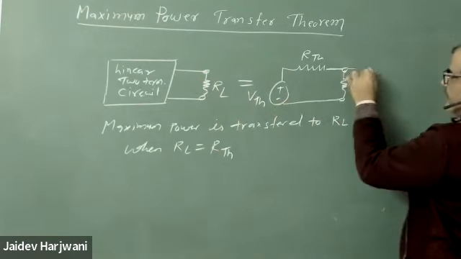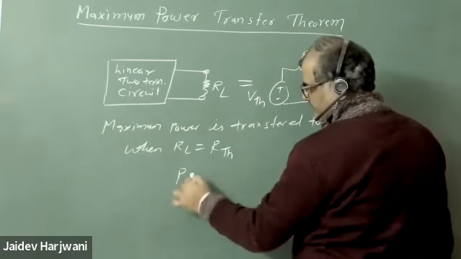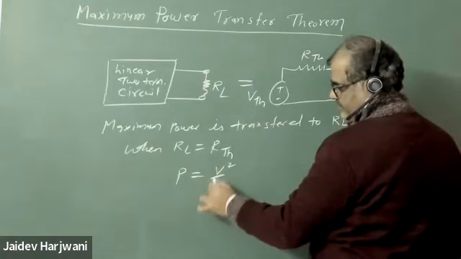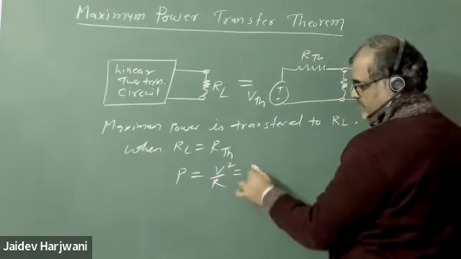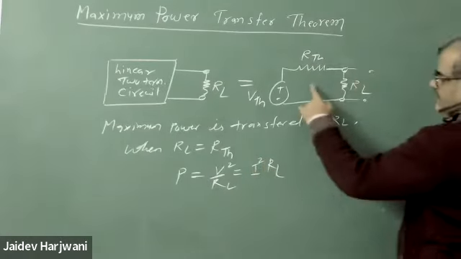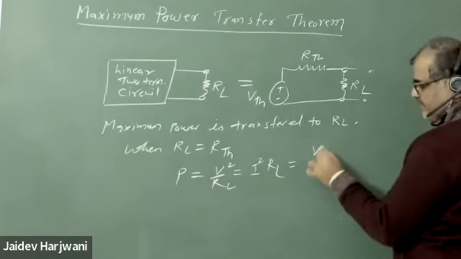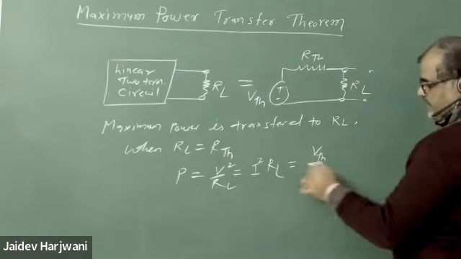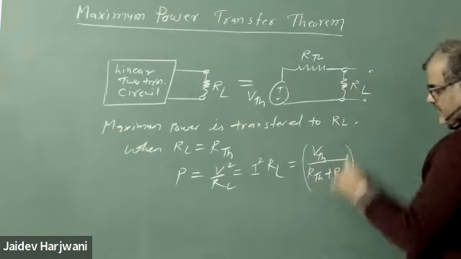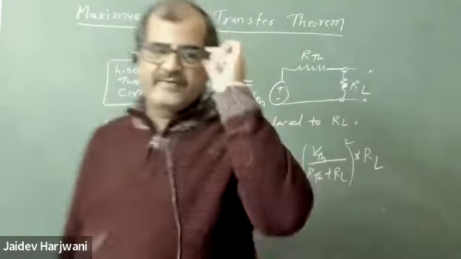Now, if I want to calculate power in this load, how can I calculate? I know power is V square by R, or you can say I square R, both are same. Now, what is the current value in this circuit? Current will be V Thevenin upon R Thevenin plus RL, so power is V Thevenin upon R Thevenin plus RL whole square into RL. So this is the expression for power.